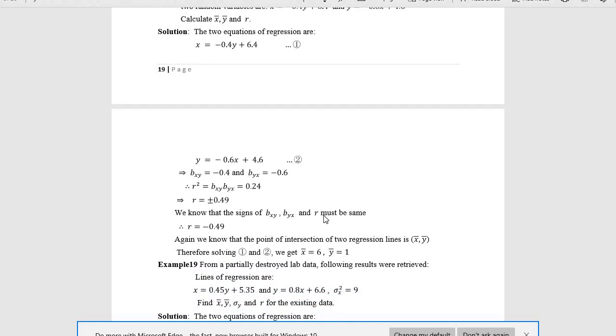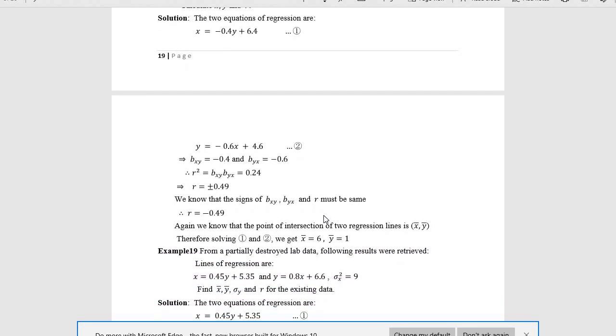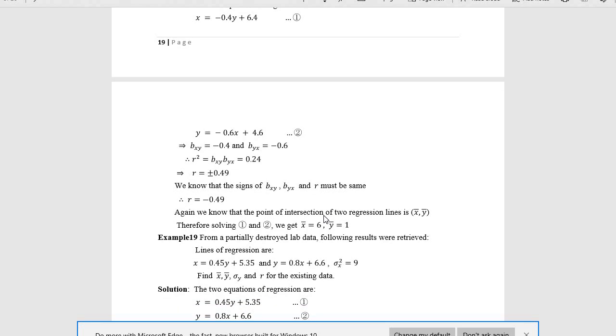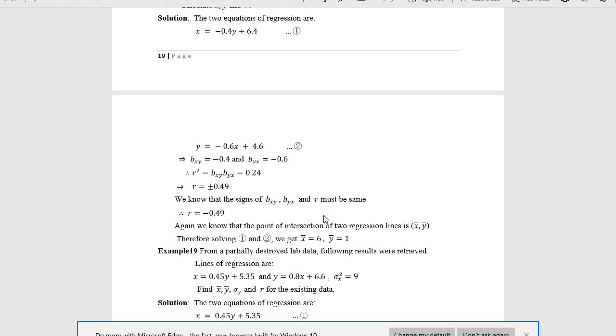How to calculate the r value? r is equal to root over b_yx into b_xy. So r is equal to minus 0.49. Both b_xy and b_yx are negative, so r must be negative. If b_xy and b_yx are both positive, r must be positive. Accordingly, you have to consider the sign. Again, we know that the point of intersection of the two regression lines, x bar comma y bar, is nothing but the intersection point of equations 1 and 2, because the two regression lines must intersect at the point of the mean values of the x series and y series, x bar comma y bar.